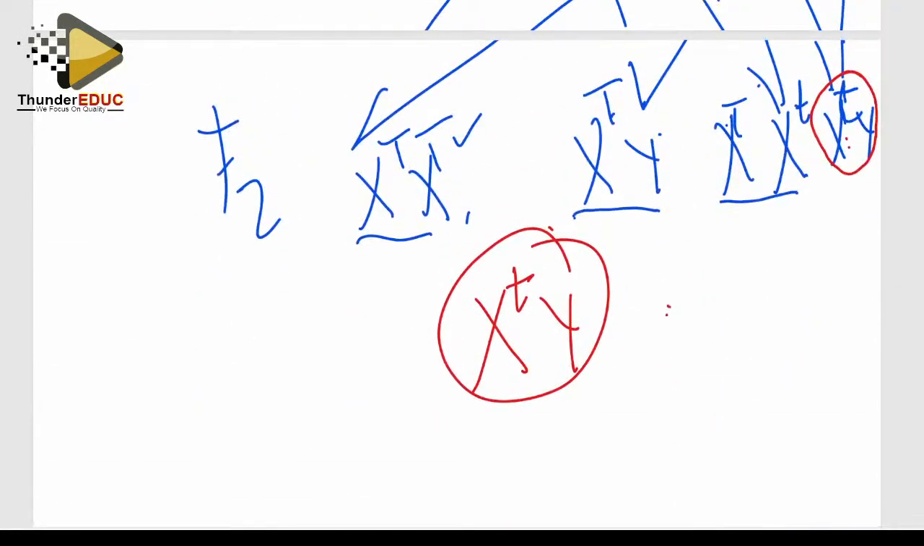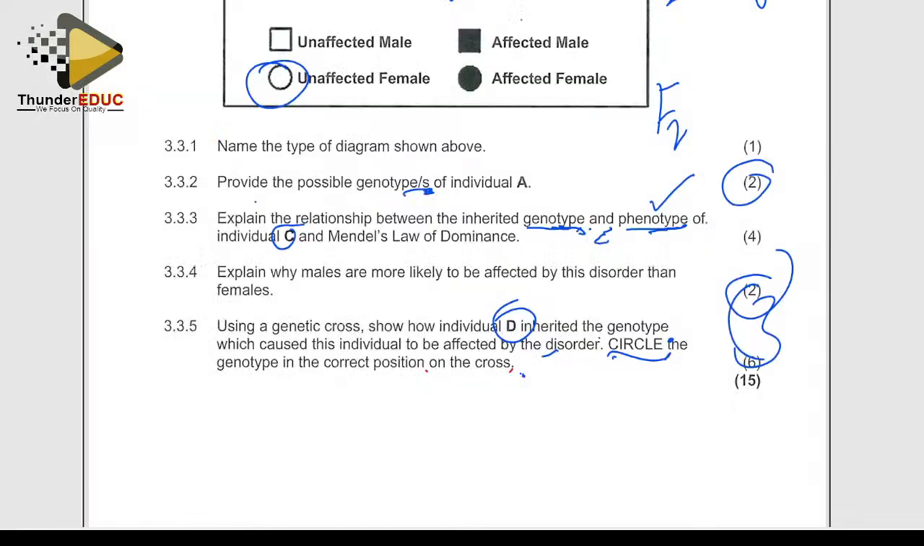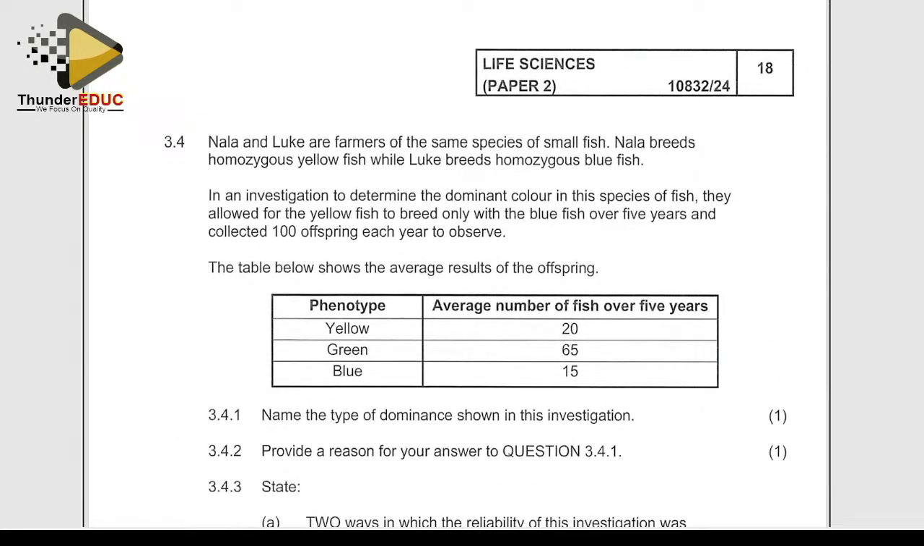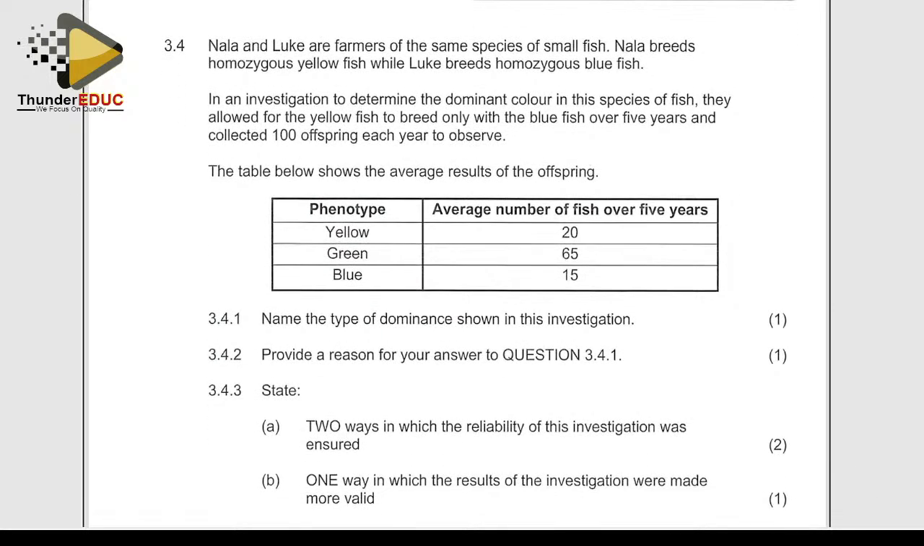How many marks are there? Then you can put phenotype, genotypes, everything, so that if any mark is there, they can still give you. I told you that when it comes to this genetics, you will write everything. No one is going to cross you because you overwrote.